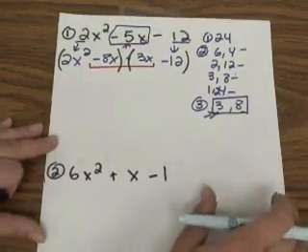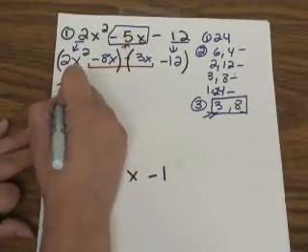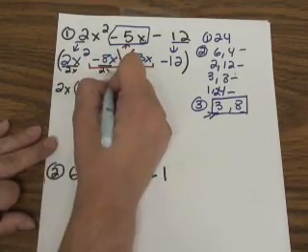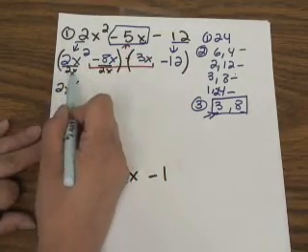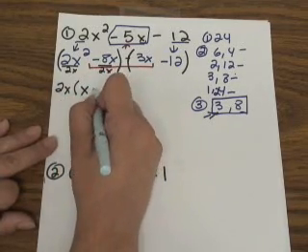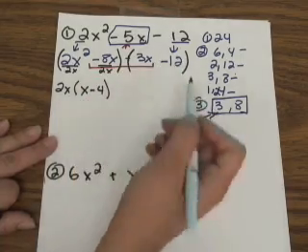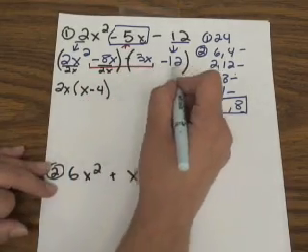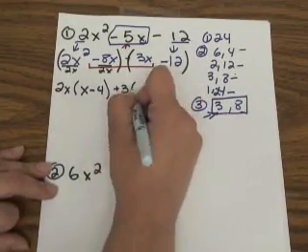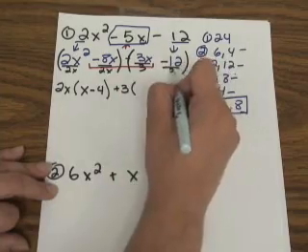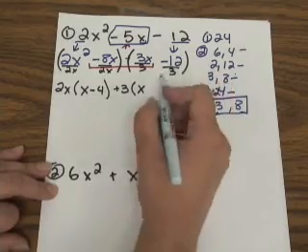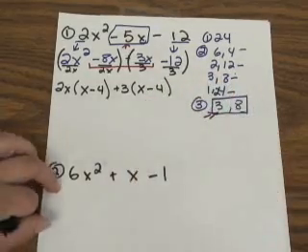2x squared minus 8x. What are the common factors here? The common factor here is 2x. So after I divide out the 2x from both terms, what's left? 2x squared divided by 2x leaves me with an x, and negative 8x divided by 2x leaves me with negative 4. Let's look at the next one. 3x minus 12. Here, the common factor is a positive 3. So when I divide out that positive 3, let's see what's left. 3x divided by 3 leaves me with x, and negative 12 divided by 3 leaves me with negative 4.